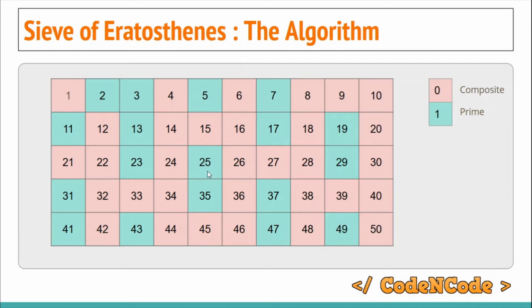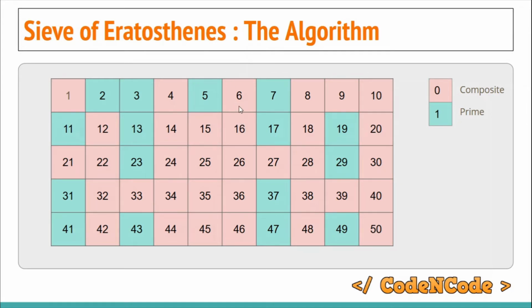So we start from the square of the prime number and mark 0 all the multiples of 5 starting from 25. So 25, 30, 35, 40, 45 and so on. So we mark all the multiples of 5 starting from 25. Now our pointer increments and becomes 6.